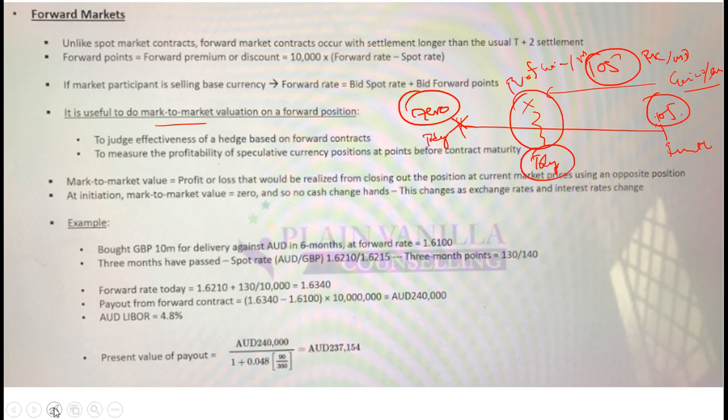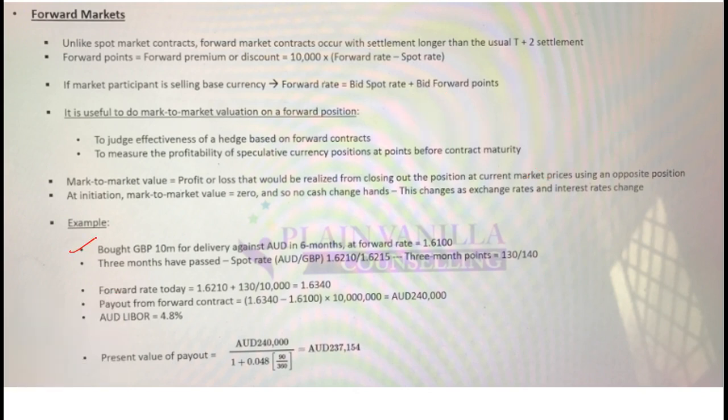And here is an example. You bought 10 million GBP for delivery against AUD in 6 months. So that means you have bought GBP 10 million for delivery against AUD in 6 months at forward rate 1.61. 3 months have passed. Spot rate of AUD to GBP is this. 3-month points are 130 and 140. That means your locked in forward rate is 1.61. That is for 6 months. But now you have passed 3 months, so you are here at the middle.